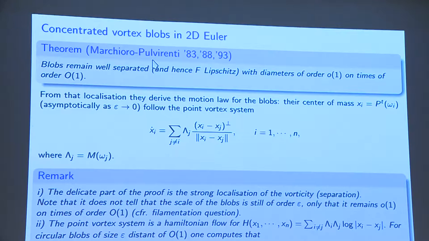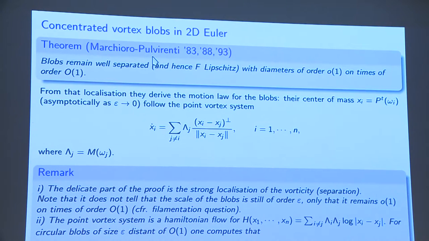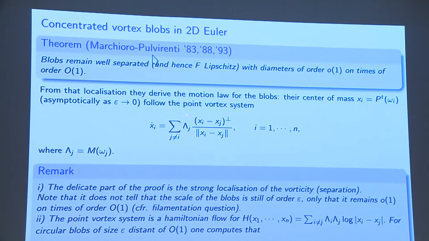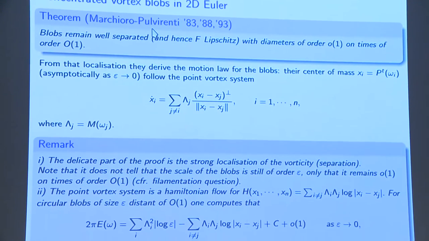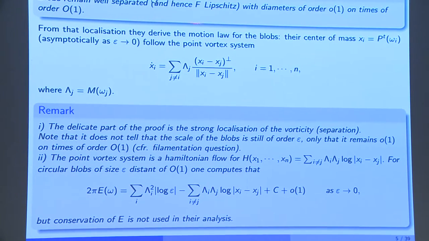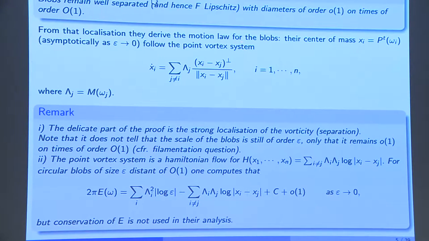at the PDE and exchanging the omega by a delta, and the fact that they are concentrated just says that you approximate. This is just a consistency check, if you want. And so once you know that the patches are concentrated, you derive the motion law, the so-called point vortex systems for the patches. This is the difficult part of the proof, and this is the consequence.